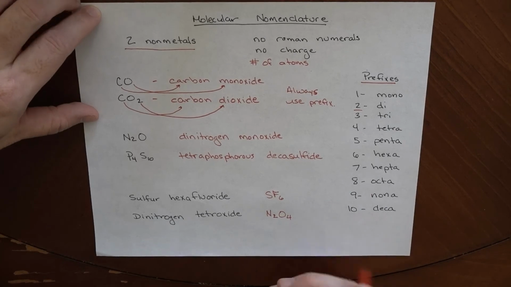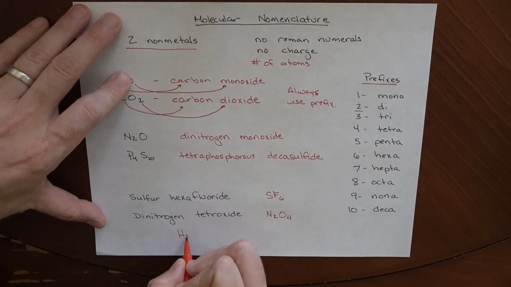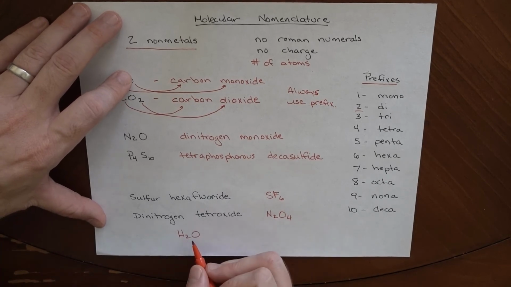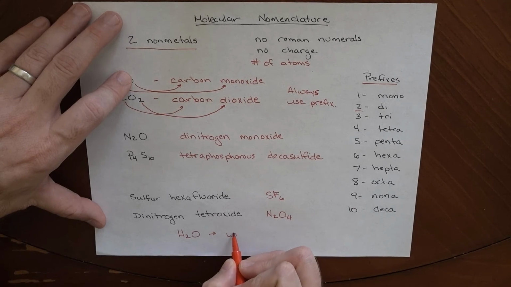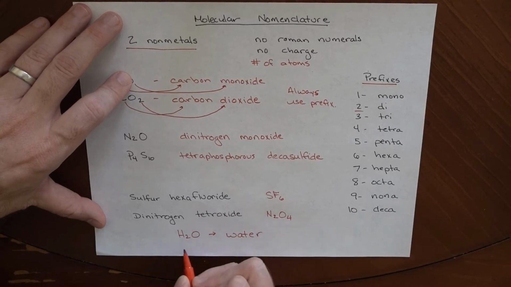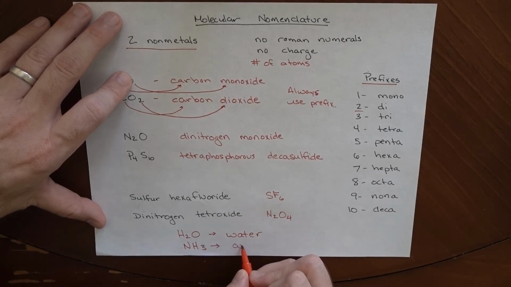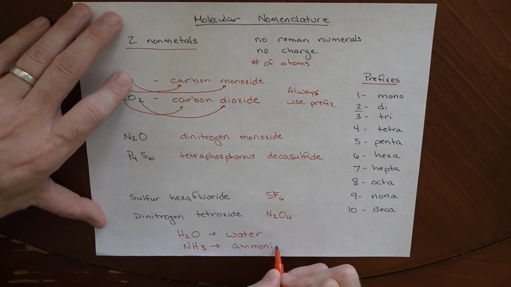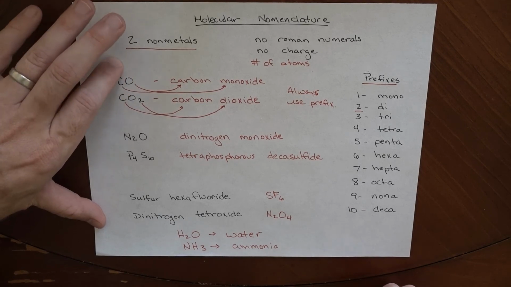There are only 2 that break this rule, or don't follow this convention, and that is H2O. It is not dihydrogen monoxide, though you get some funny things in Google if you look that up. This is always water. And NH3. This is not nitrogen trihydride. This is ammonia. So these are what's known as common or universal names. We always use these names. We never use the systematic names for those. Okay? Good luck.